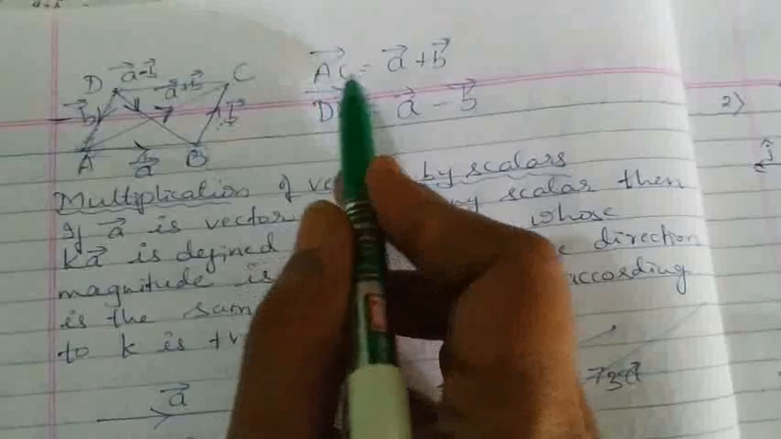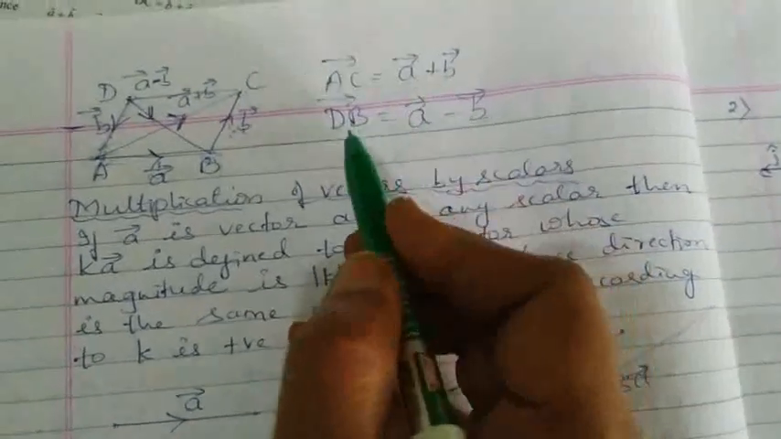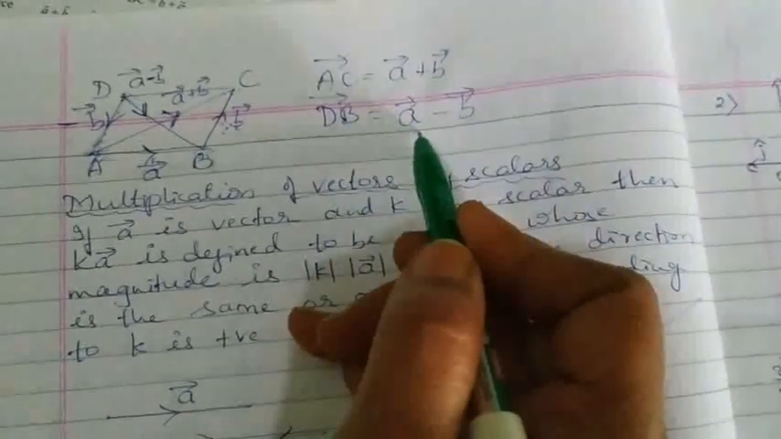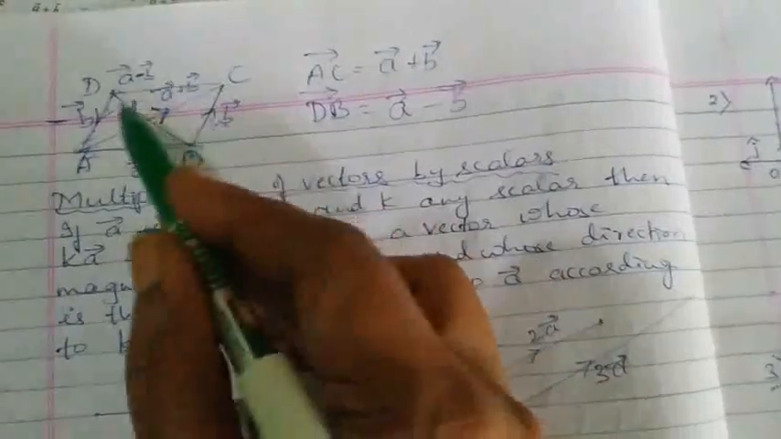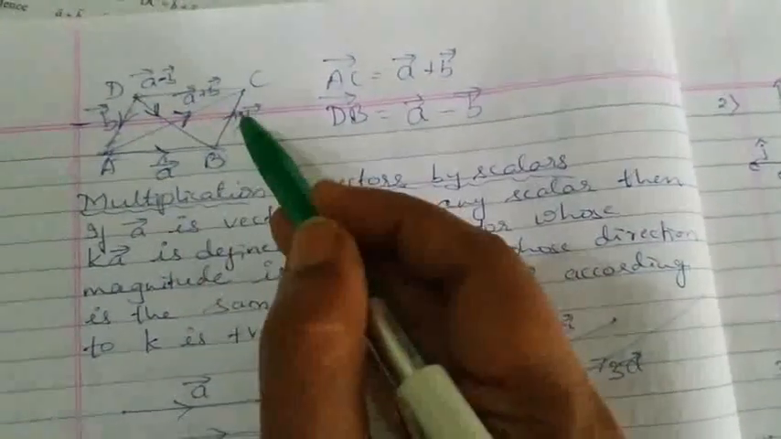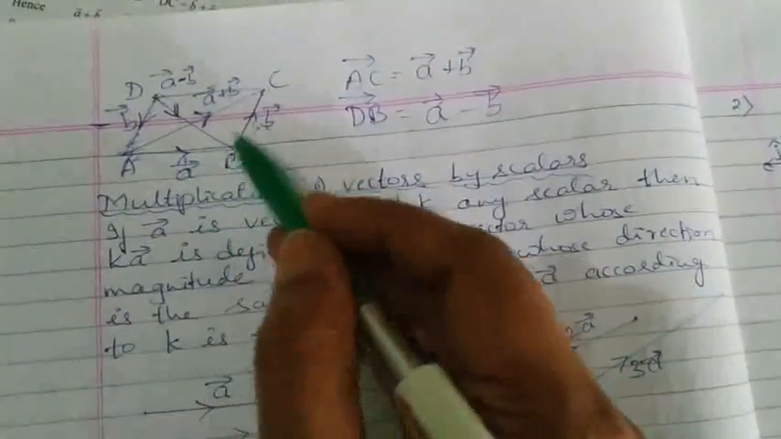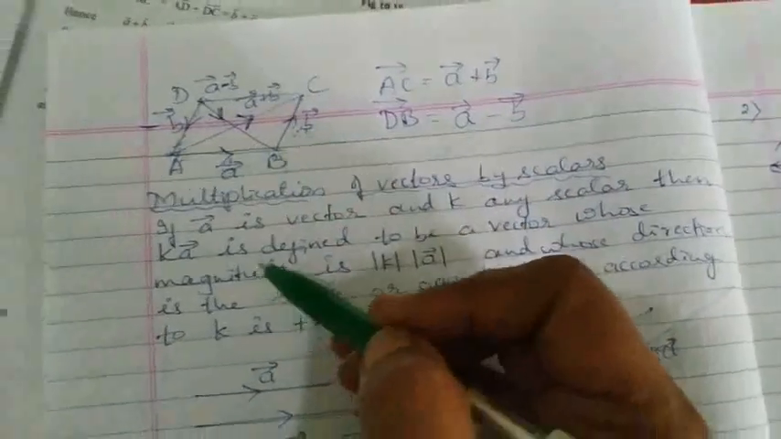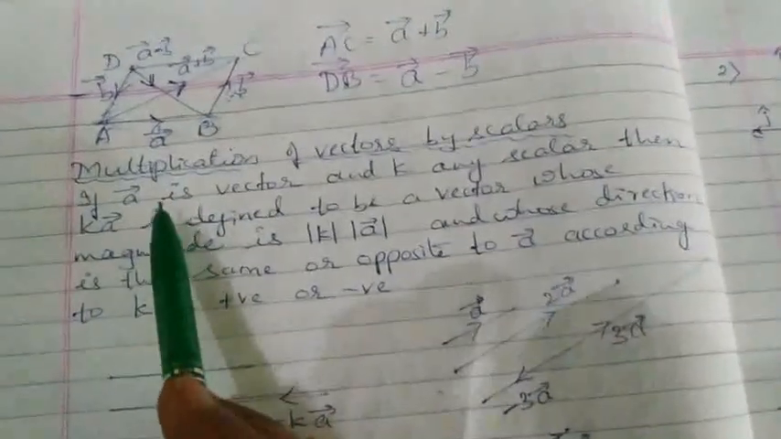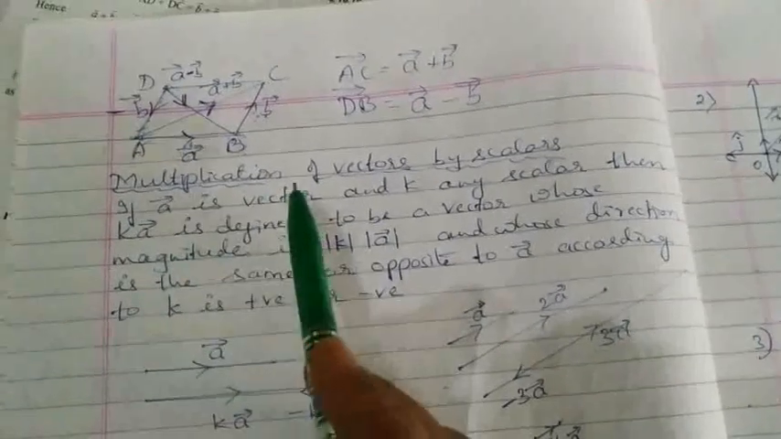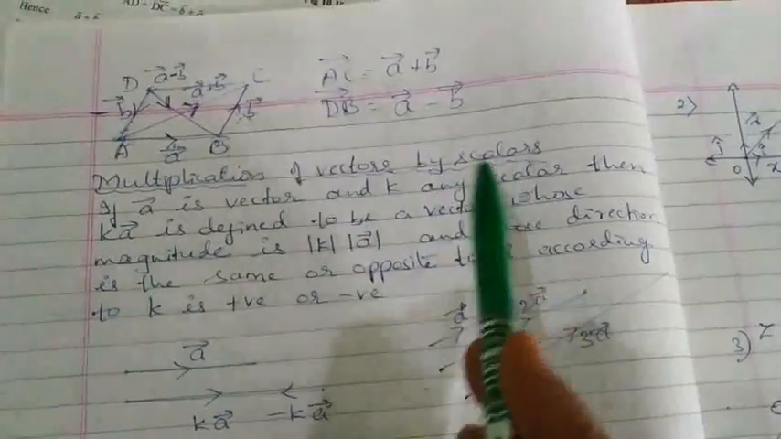So one diagonal is representing the sum, one more diagonal is representing the difference with proper directions, in the case of a parallelogram if the adjacent sides are given as vector A and vector B. So next operation, let's continue here. Next operation we have multiplication of vectors by scalars.